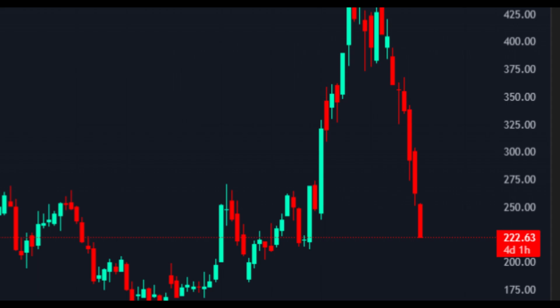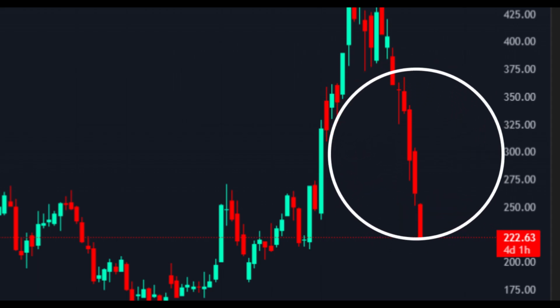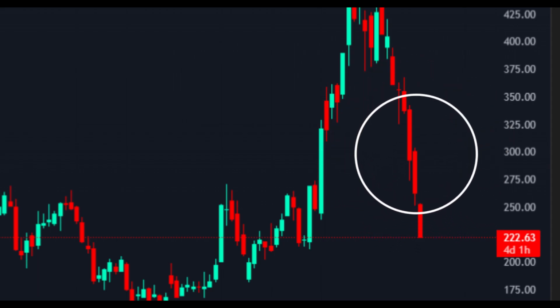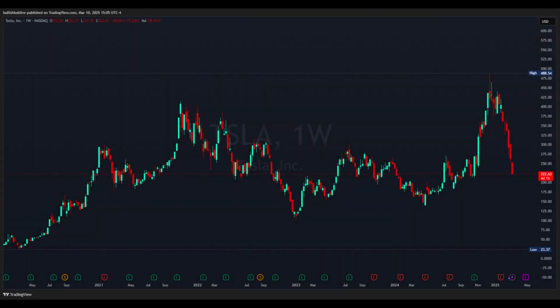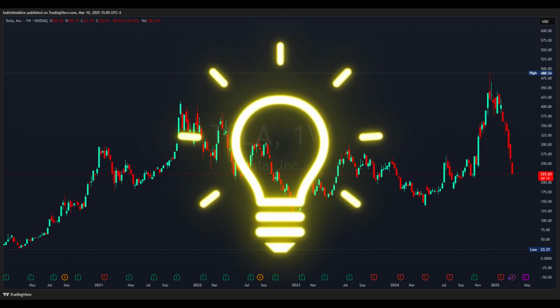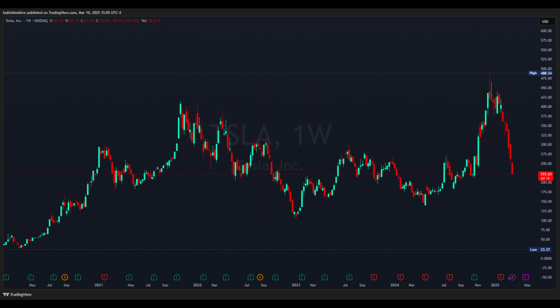Analyzing the weekly chart, we observe 6 consecutive red candles, with a recorded low near 220 at the time of this analysis. Historically, Tesla has rarely experienced more than 6 consecutive red candles. This historical pattern is a key factor suggesting the potential for a reversal, indicating that a green candle on the weekly time frame may emerge in the near future.